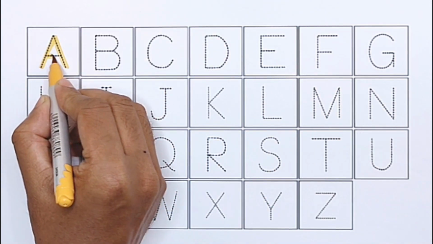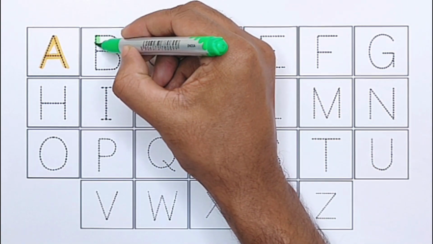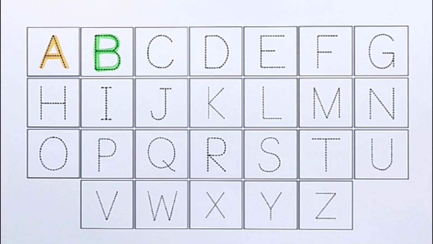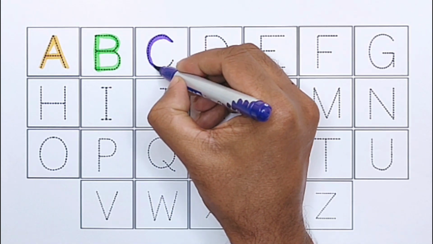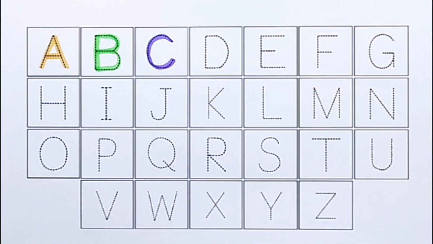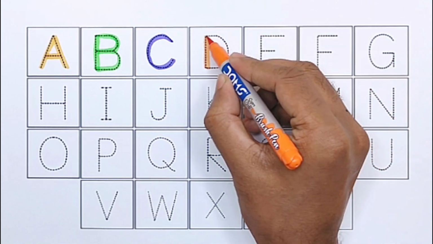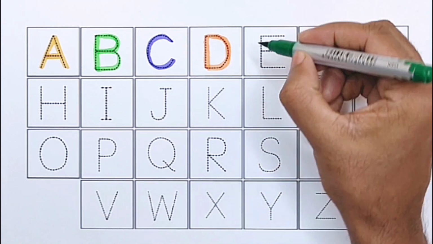A for ant, light green color. B for ball, purple color. C for car, orange color. D for dress, green color.